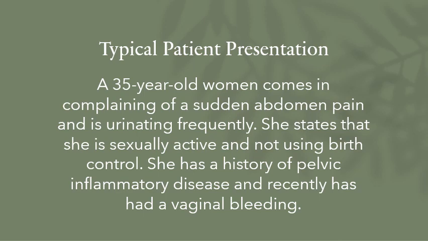Typical patient presentation. A 35-year-old woman comes in complaining of a sudden abdomen pain and is urinating frequently. She states that she is sexually active and not using birth control. She has a history of pelvic inflammatory disease and recently has had vaginal bleeding.